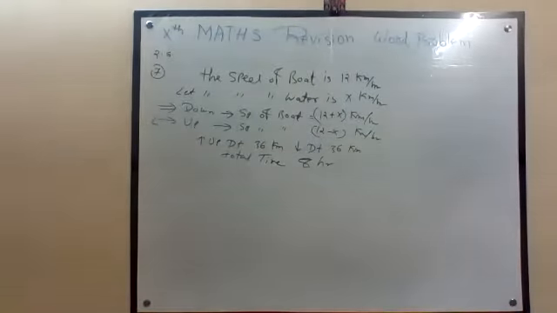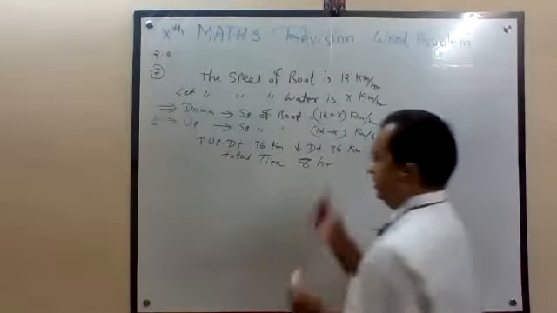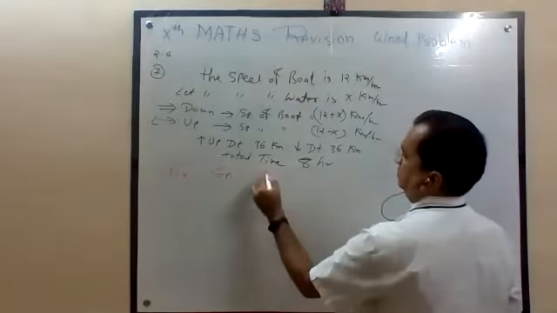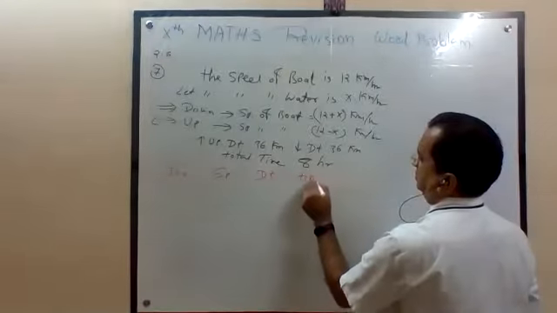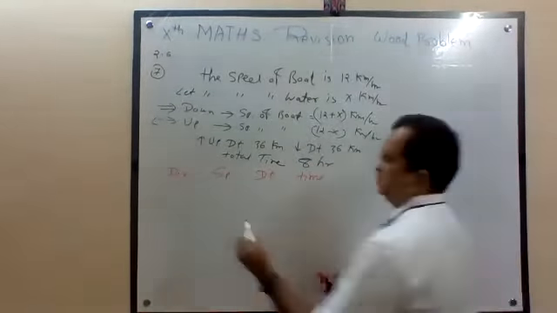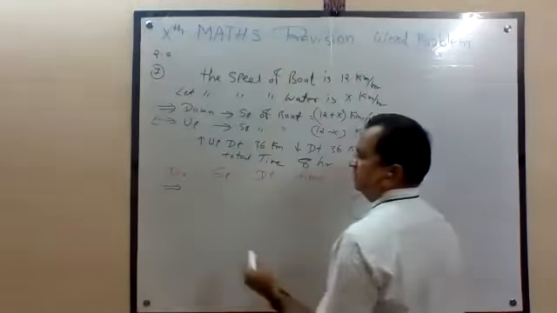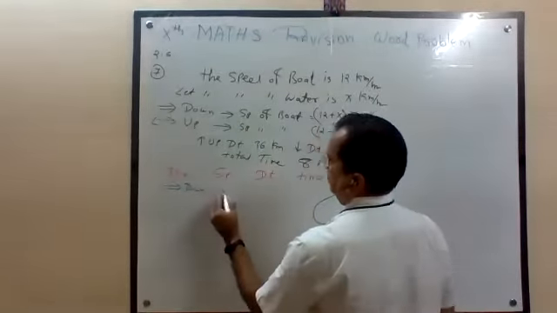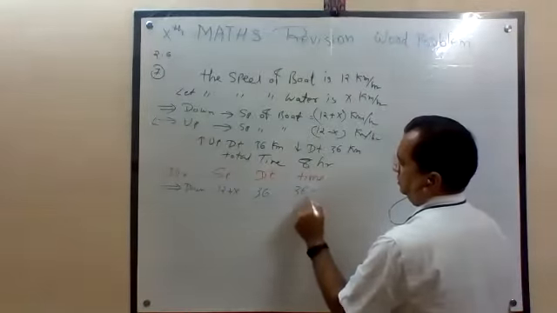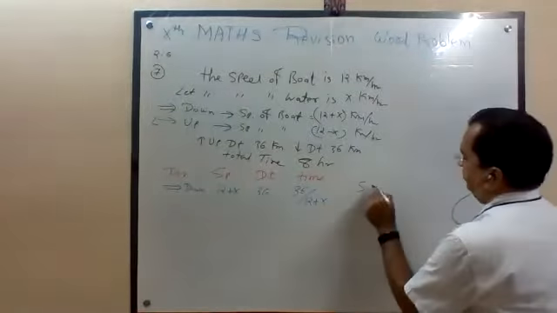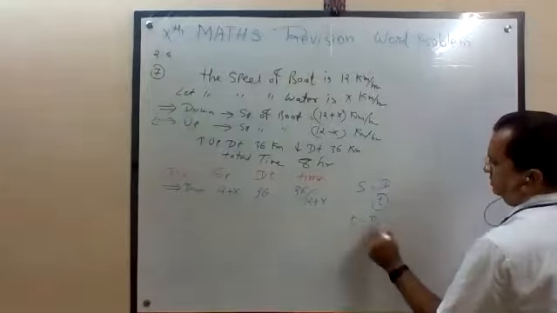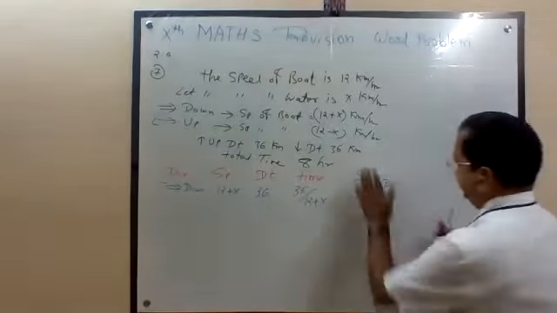So direction, speed, distance, time. If same direction, meaning downstream, speed is 12 plus x, distance 36, so time is 36 by 12 plus x. Speed is equal to distance by time, so time is equal to distance by speed. From that I have taken this.